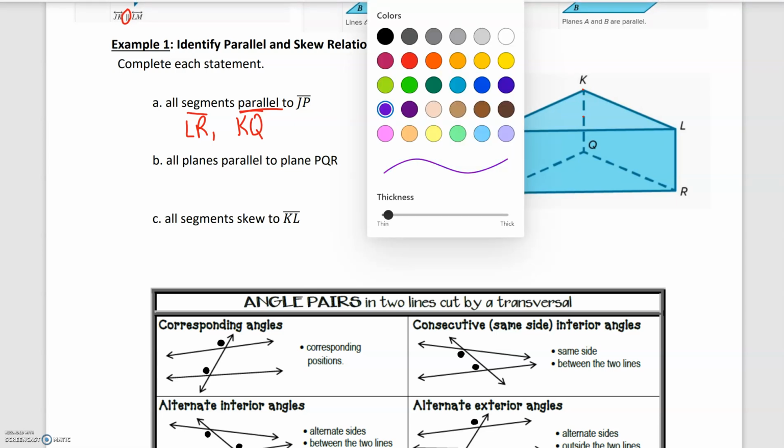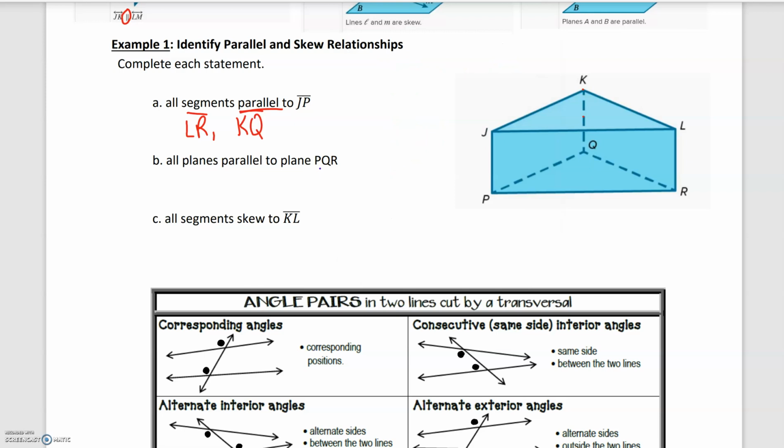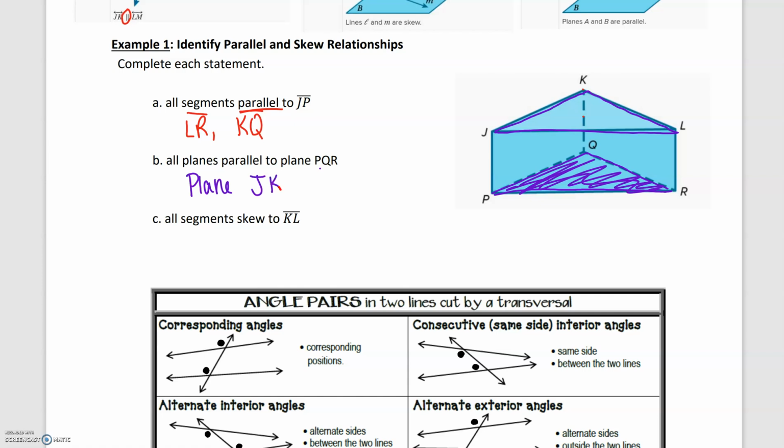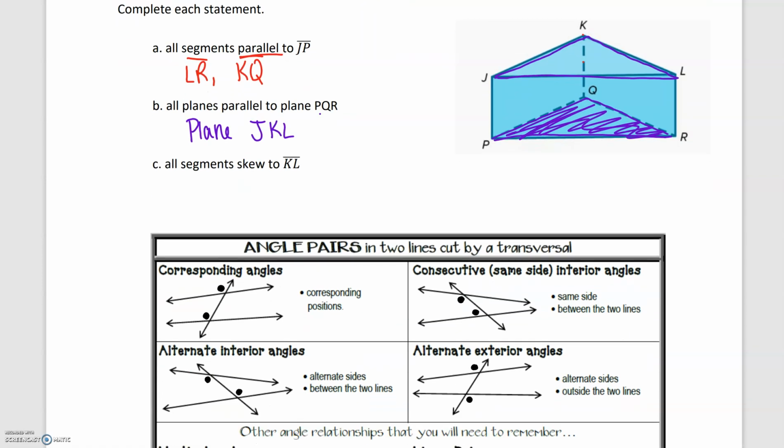And all planes parallel to plane PQR. So this kind of triangle here. So a plane that would be parallel would never intersect. So that would be this triangle above it. So if we kind of looked at this triangle, then JKL, plane JKL would be parallel.